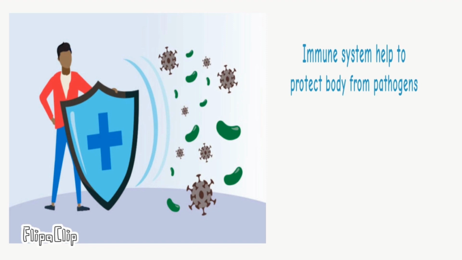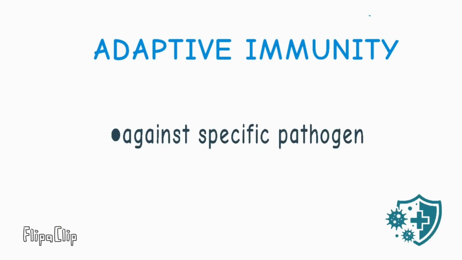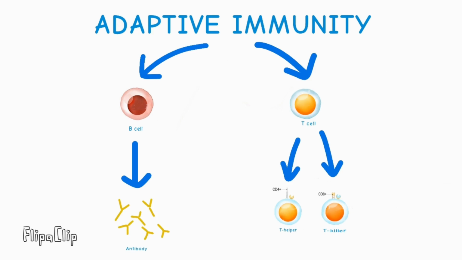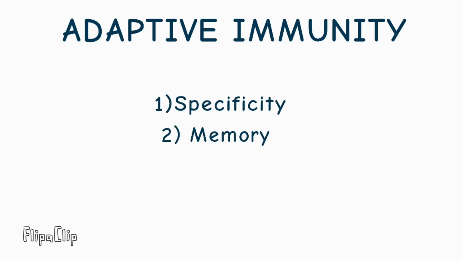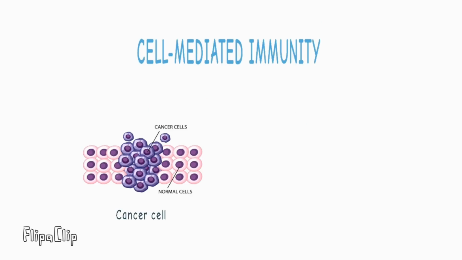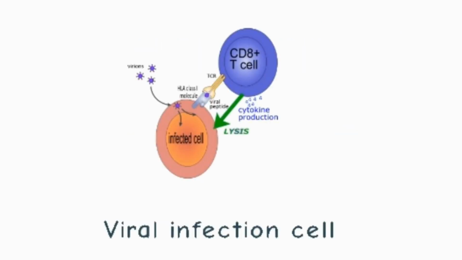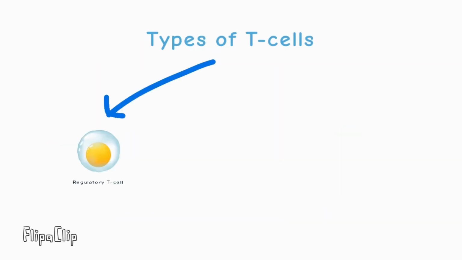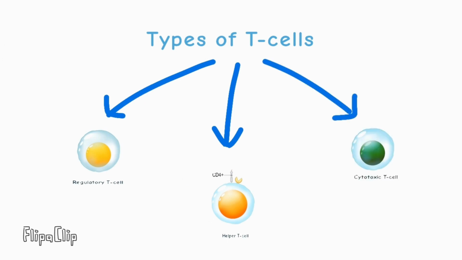The immune system is a complex system that helps to protect the body from a wide range of pathogens. Adaptive immunity creates lasting protection against specific pathogens through antibody production by B cells and activation of T cells. It is characterized by specificity, memory, and diversity. Cell-mediated immunity involves T cells directly attacking infected cells and is crucial in fighting viruses and cancer. This type of immunity is mediated by helper, cytotoxic, and regulatory T cells.